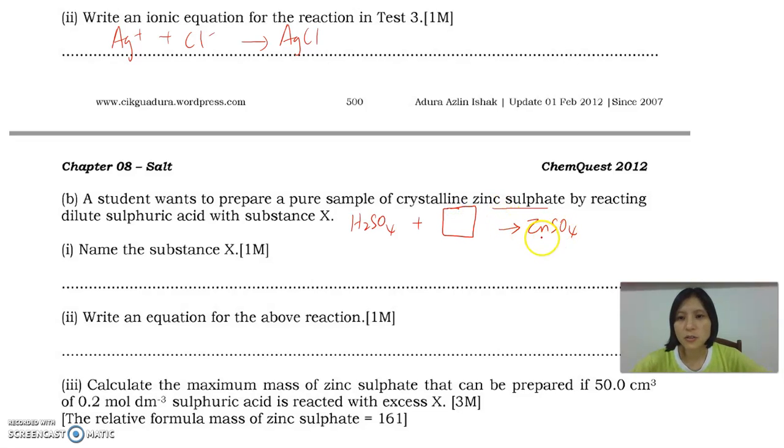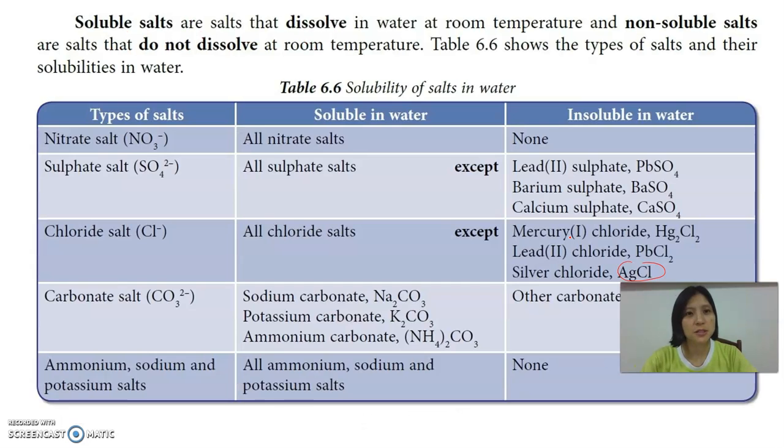We don't know what is the substance X. So first of all, you have to ask yourself, is zinc sulfate soluble or not? All sulfates are soluble except for those of Pb, Ba, and Ca. Is zinc one of these? No, it's not. So this is soluble. For soluble salts, there are two methods for preparation. Let's turn to the page.